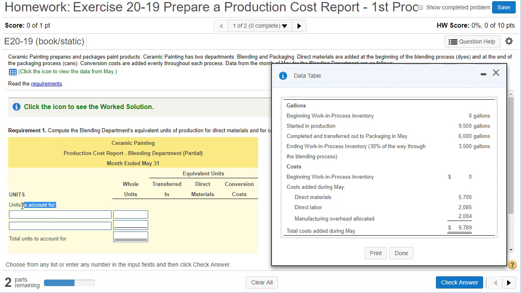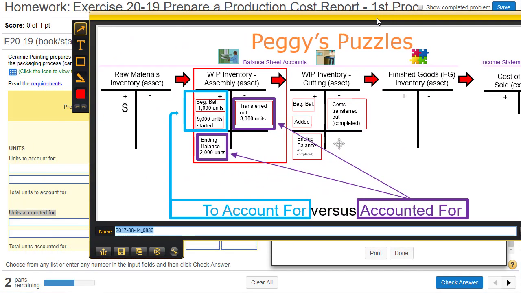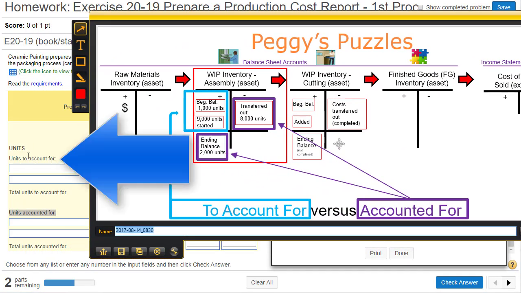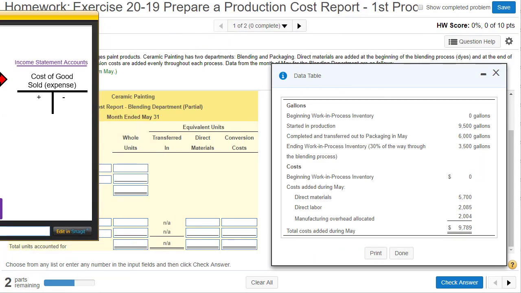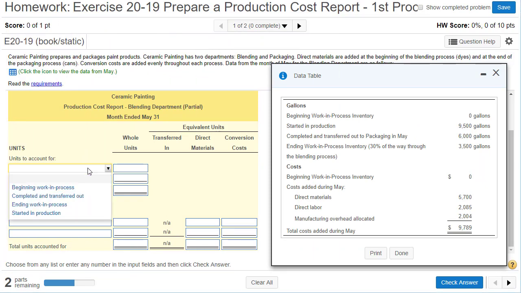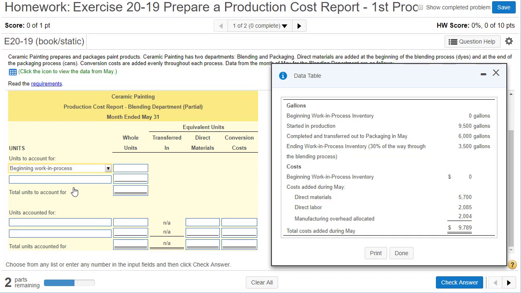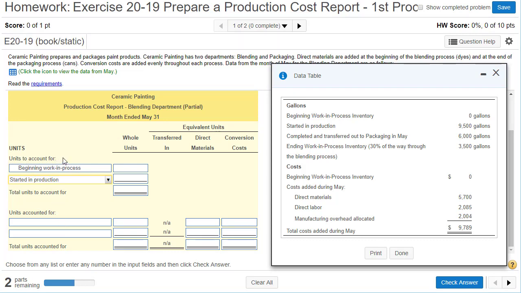So let's go back to reviewing what this term units to account for means and what units accounted for means. So going back to our slides, units to account for are right here in blue. They're the beginning balance and then the units that are started. So that means label-wise, our labels are going to be beginning work in process. These are our beginning units. And then the units that were started in production. Okay, so that is units to account for.